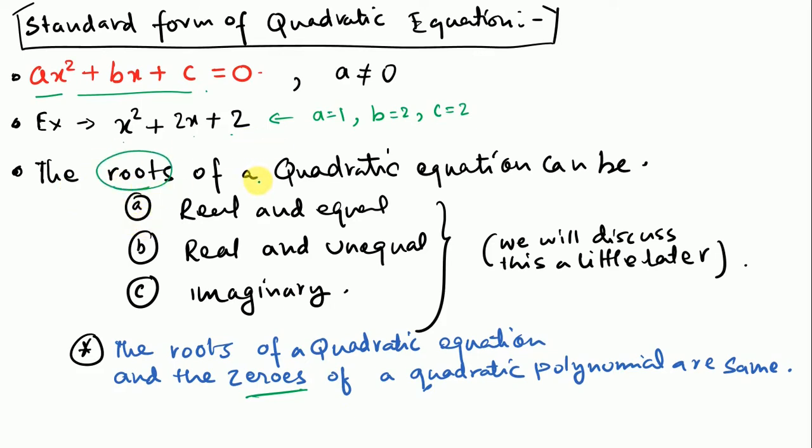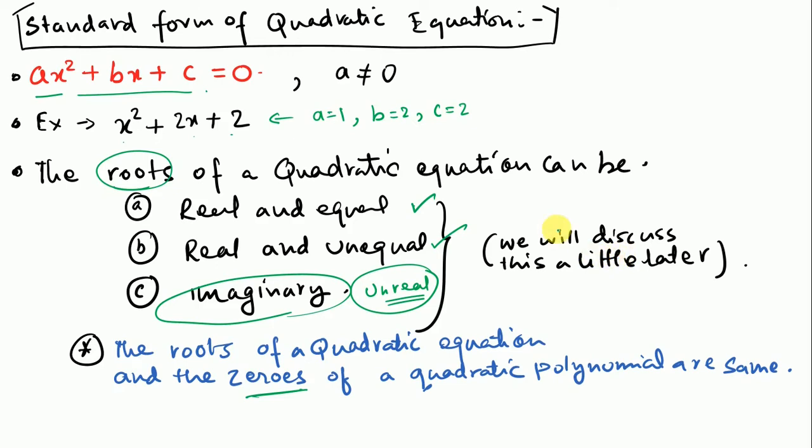Now these roots of the quadratic equation can be either real and equal, which means they will be real numbers with equal value, or they can be real and unequal, which means they will be real numbers and unequal. And the third is imaginary, which means they will be unreal. So we will discuss this a little later.